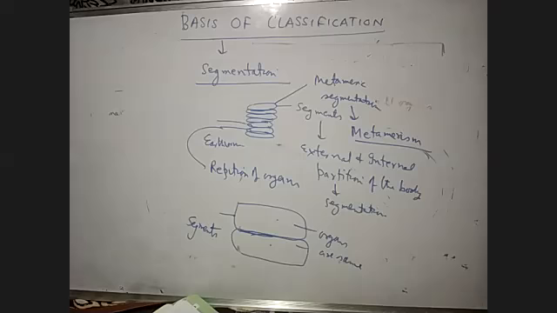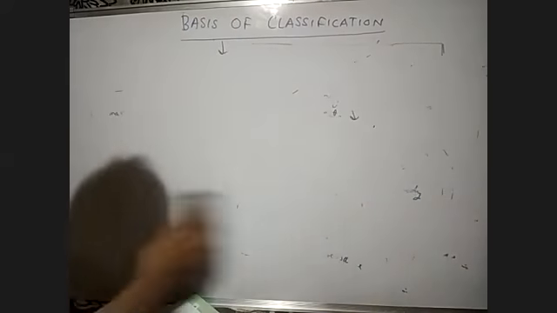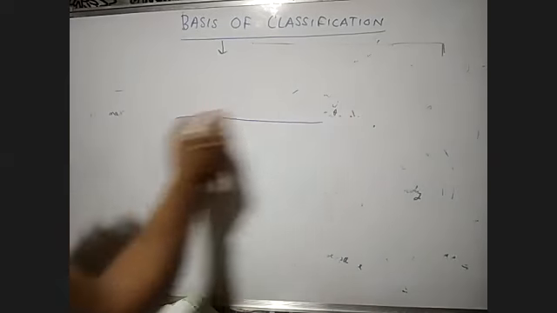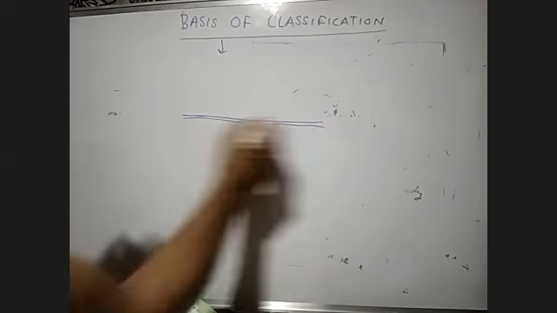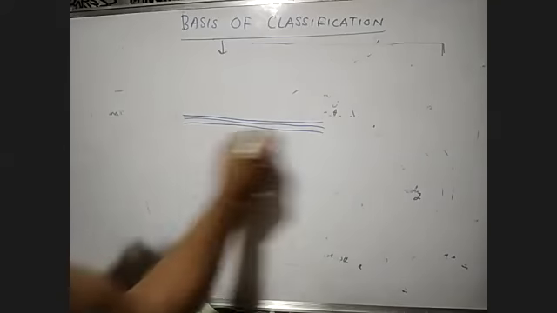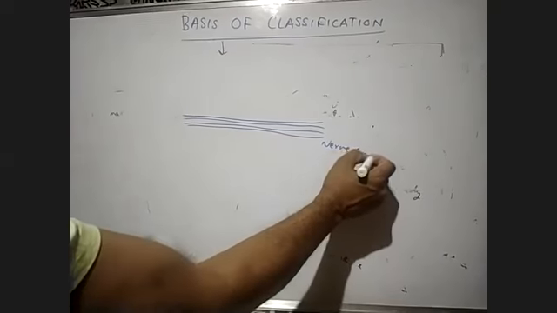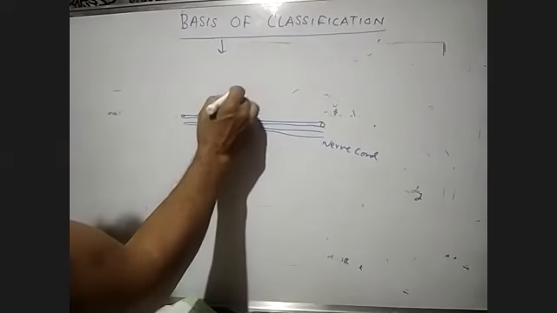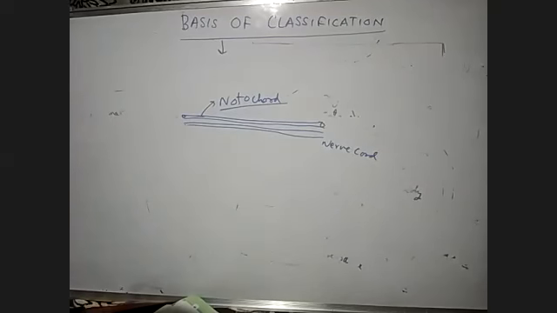Last part, we go to the notochord. Suppose there is an animal, and inside the animal there is a rod-like structure above the nerve cord. This is our nerve cord. And this rod-like structure is called the notochord.